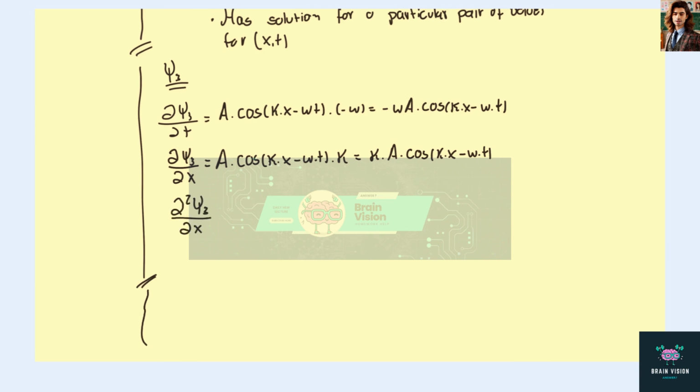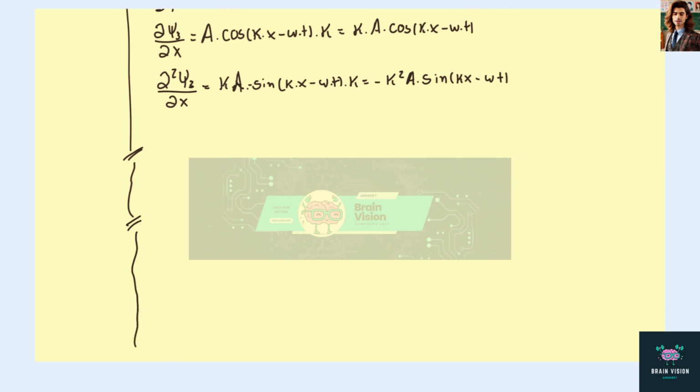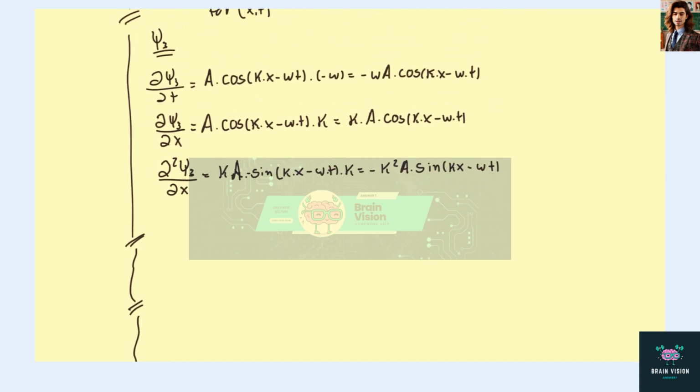So, the second derivative of psi3 with respect to x is equal to k times a times the sine, actually minus sine, which is the derivative of the cosine of k times x minus omega times t, times the derivative of the argument of the sine with respect to x, which gives us an extra factor of k. Then it is equal to minus k squared times a times the sine of k times x minus omega times t. Then, we plug in Schrodinger's equation and check if this equation is satisfied for any values of x and t.